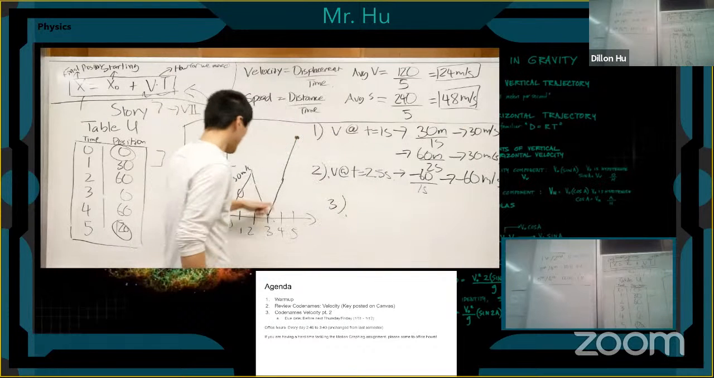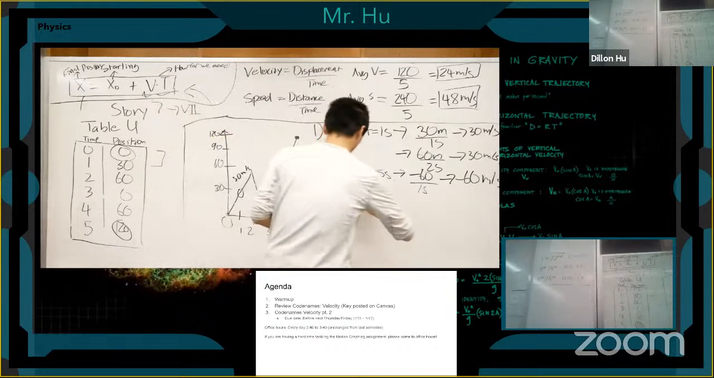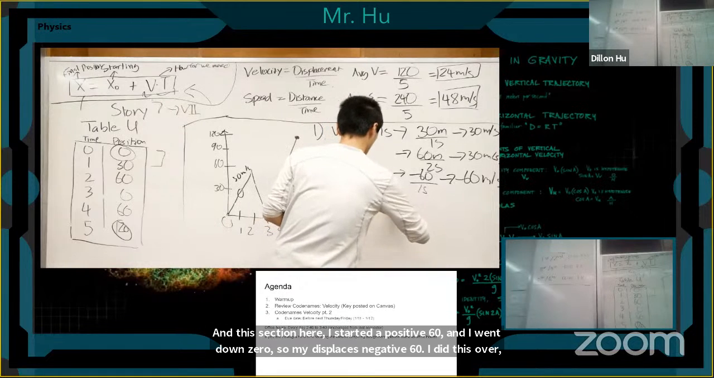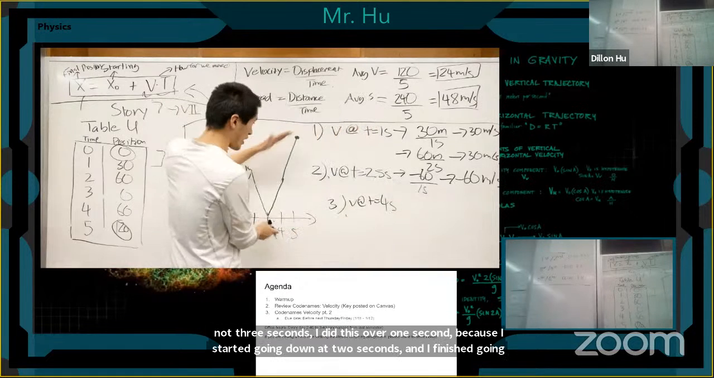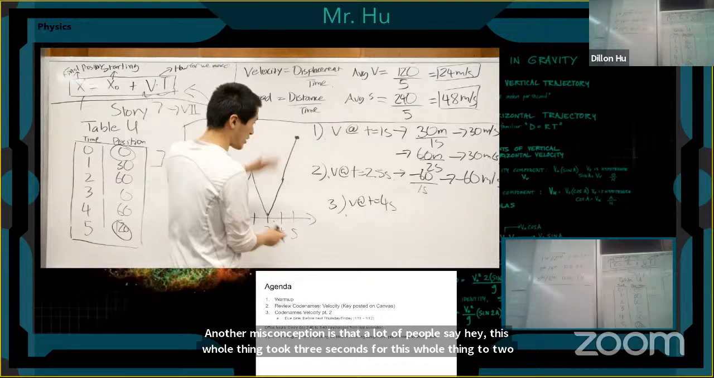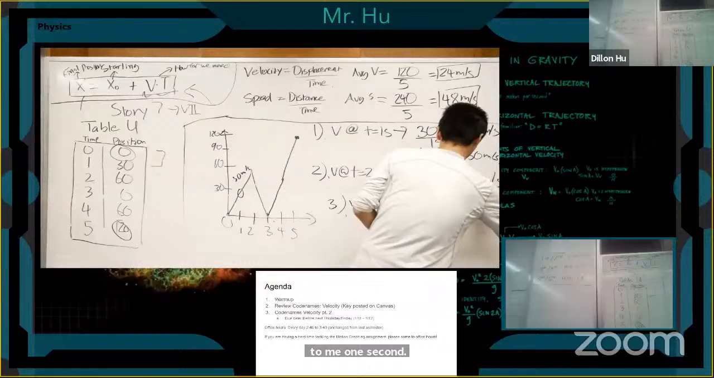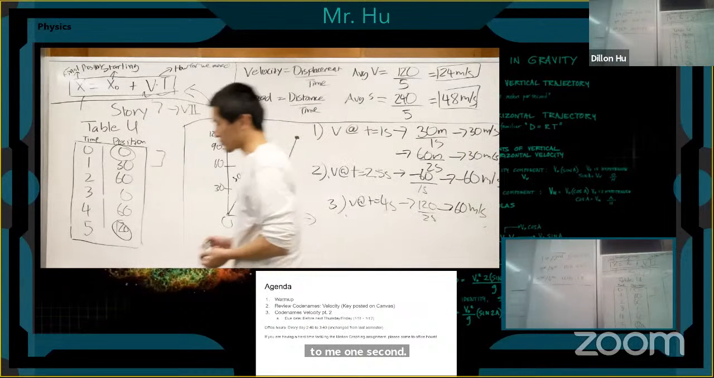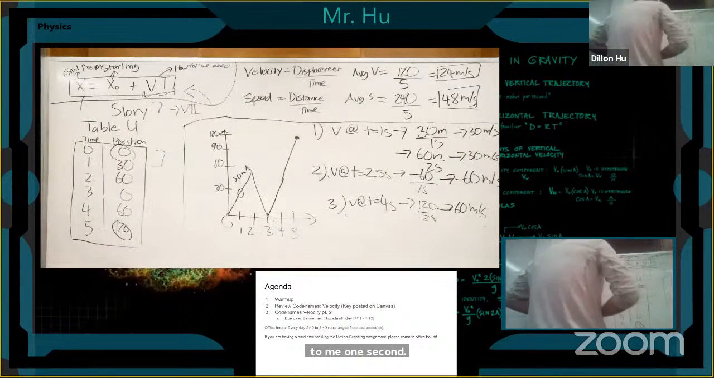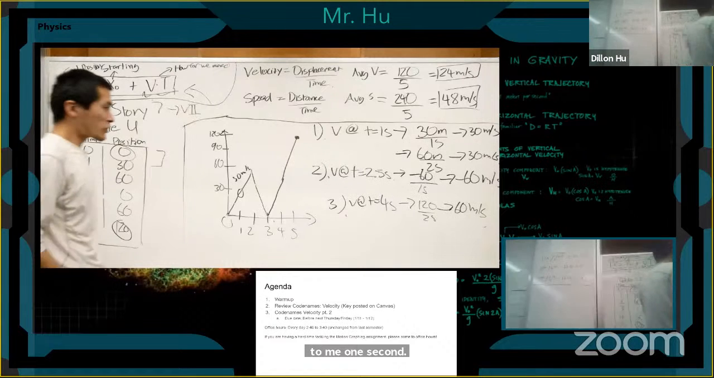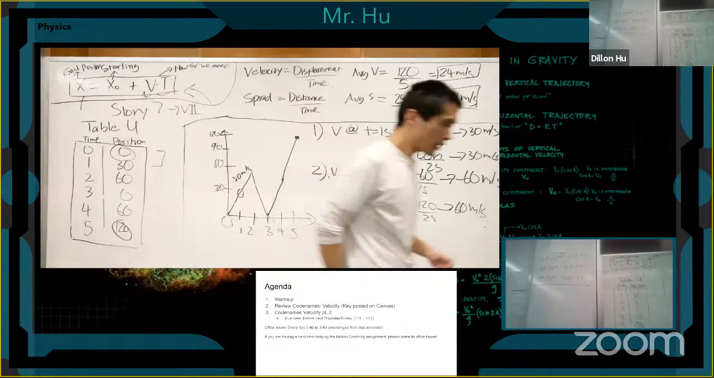And for the third one, let's say I want to find my velocity at time equal to 4 seconds. Well, my total position change was 120. This took 2 seconds. And so my final velocity is 60 meters per second. Okay, so that's how you figure out your velocity for the section.